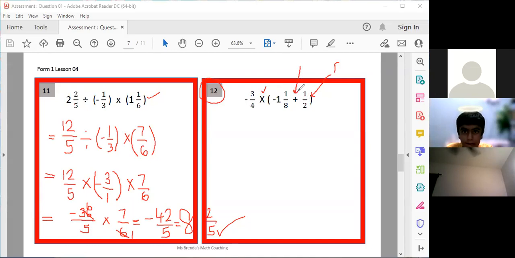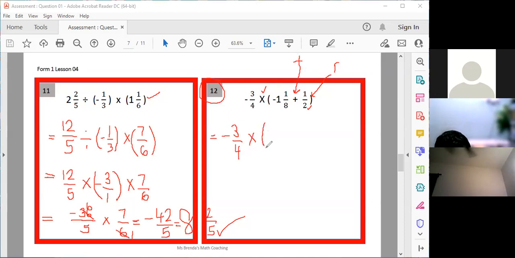Solve it first. But the bracket, the operation is an addition, and addition means the denominator must be the same. So you remember what you did earlier? You're going to do it now. You're going to make the denominator the same. So copy the -3/4. Don't disturb it.